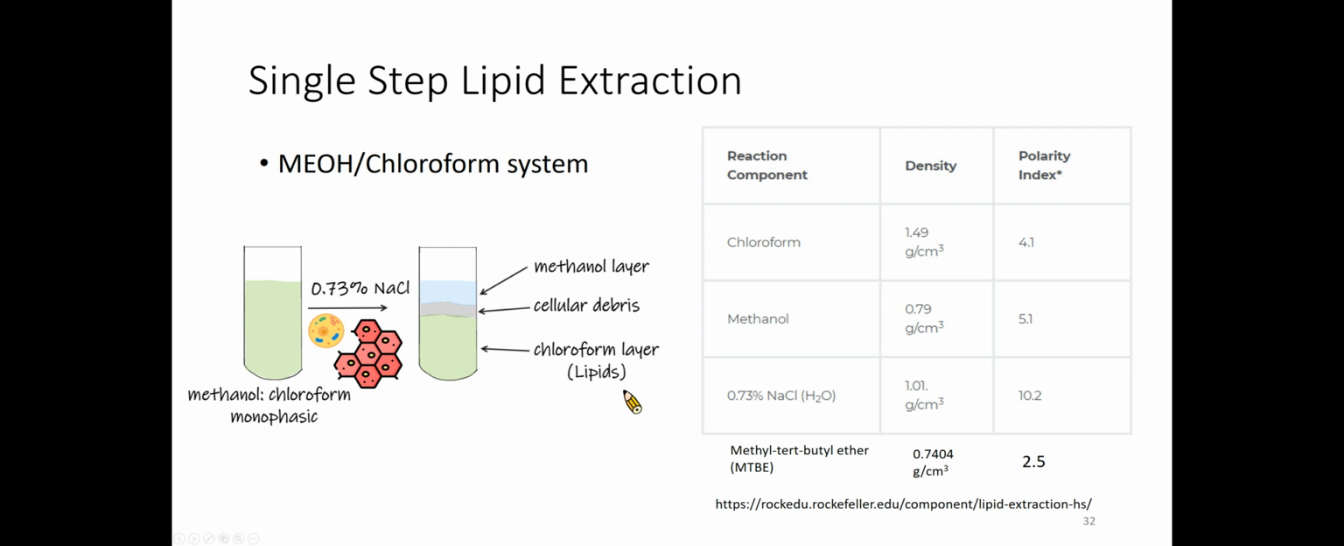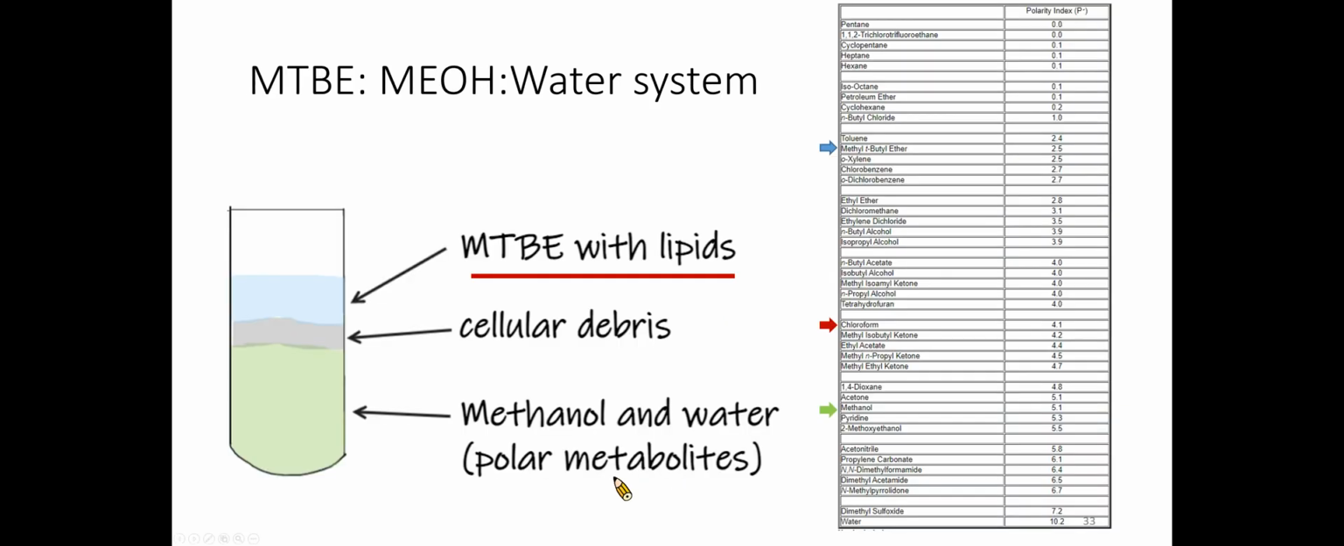Therefore, the MTBE, methanol, and water system was introduced for lipid extraction. MTBE has a smaller density and a lower polarity index compared with methanol. Lipids prefer to stay in the solvent with a low polarity index. Therefore, lipids will stay in MTBE in the supernatant in this system. This protocol makes it easier to collect the lipid extract.